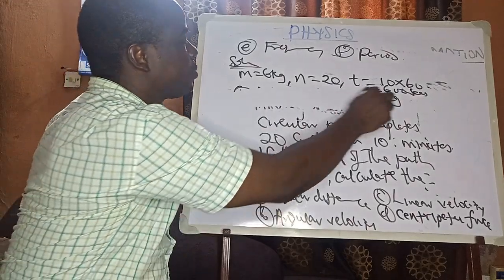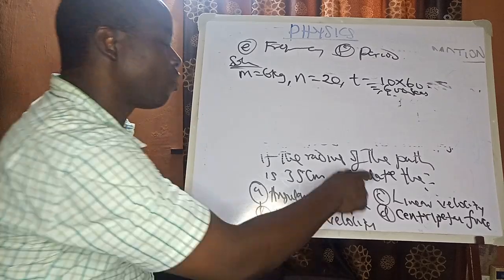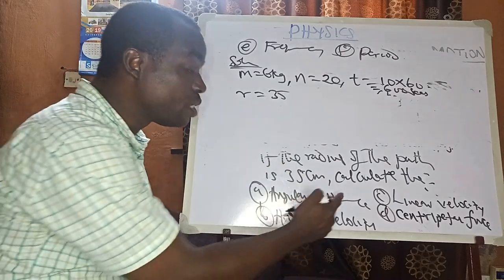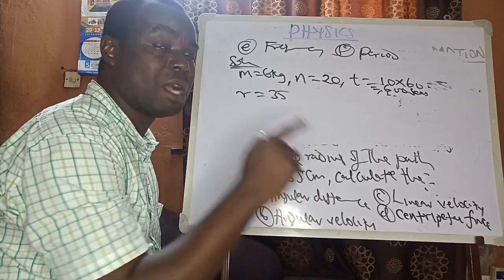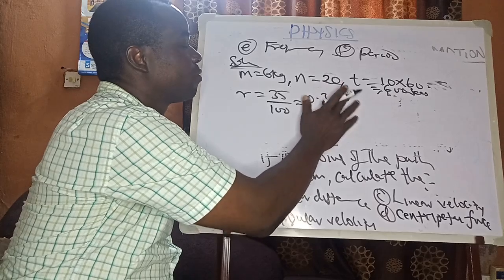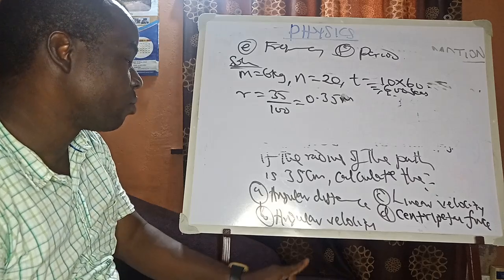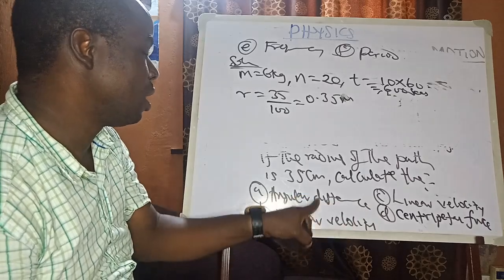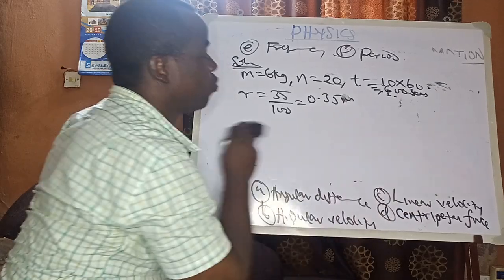Now, if the radius of the path is 35 cm, radius is 35 cm. Anywhere you see cm, take note of this: change it to meter under this topic by dividing it by 100. So 35 over 100 gives us 0.35 meter. Then we are solving for all these ones and the rest of them. So let's begin. Let's quickly solve them, then we round this one off.